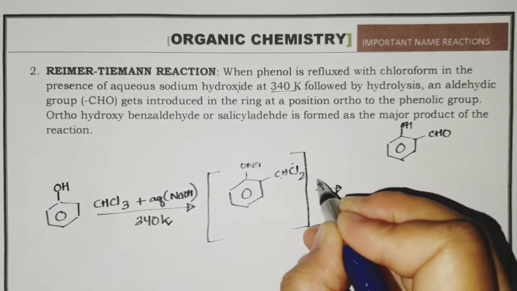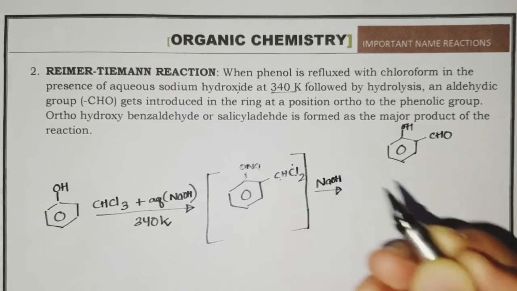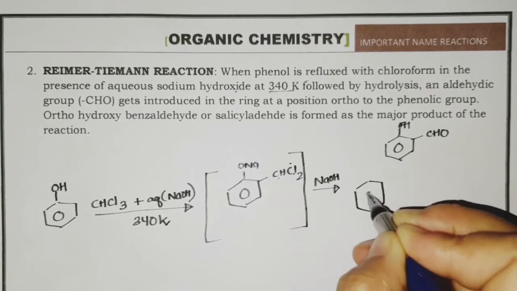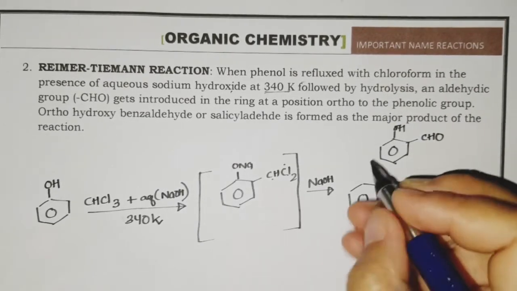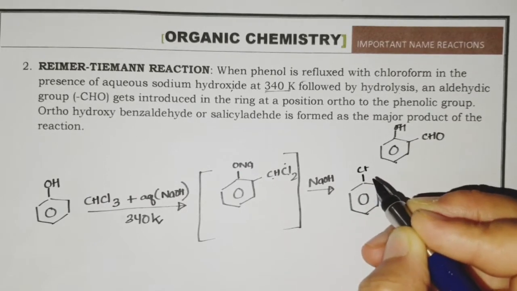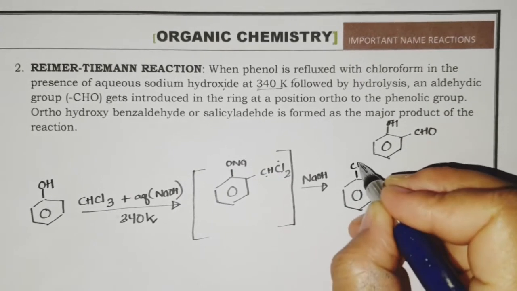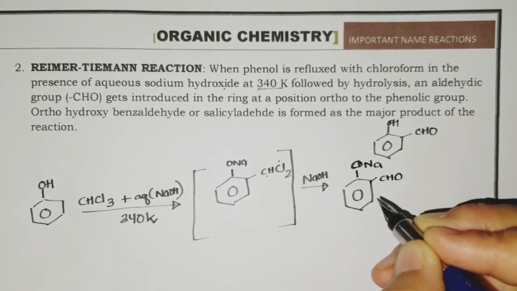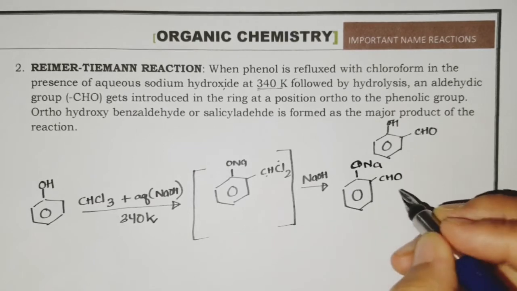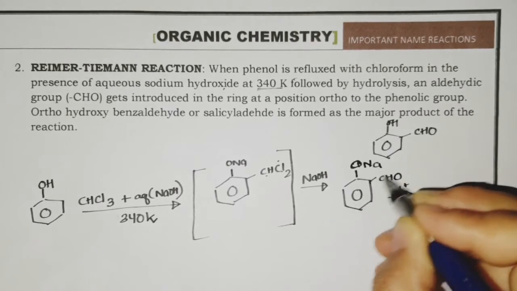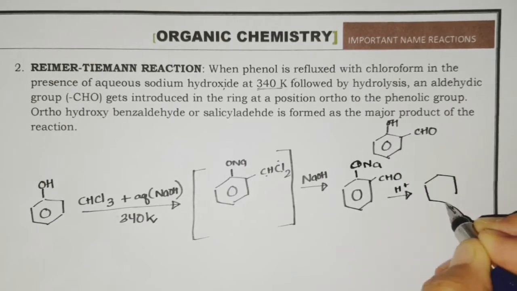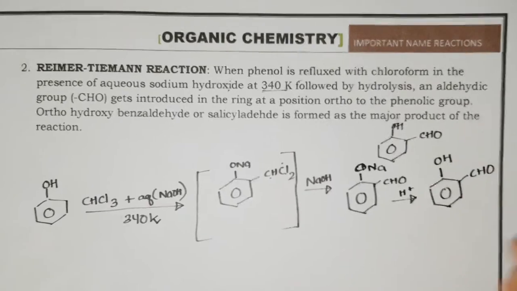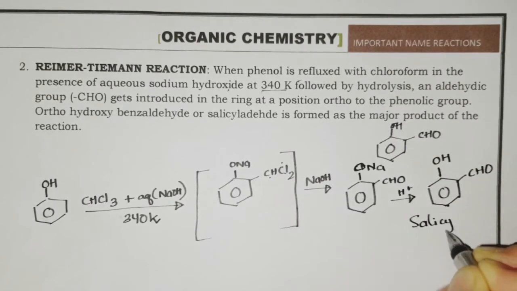Upon further reaction with sodium hydroxide, this will give sodium salicylaldehyde. And upon hydrolysis, Na will get replaced by H, then you'll get OH and CHO. So this is salicylaldehyde.